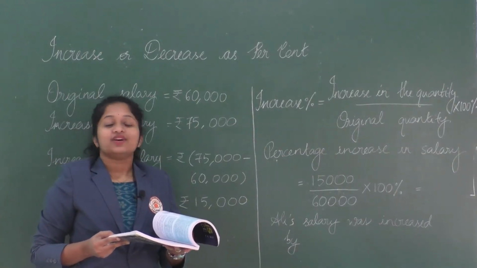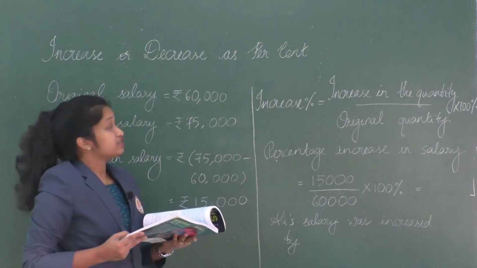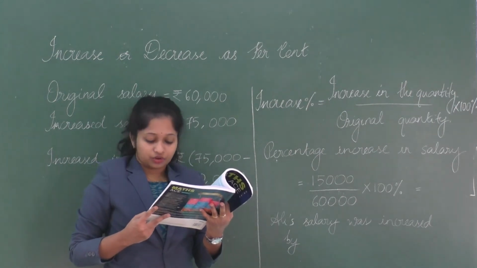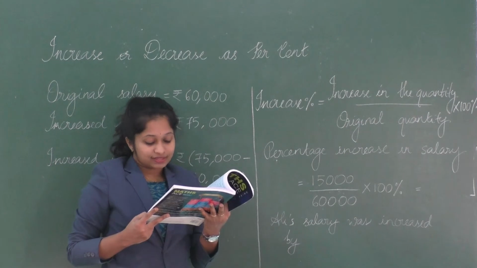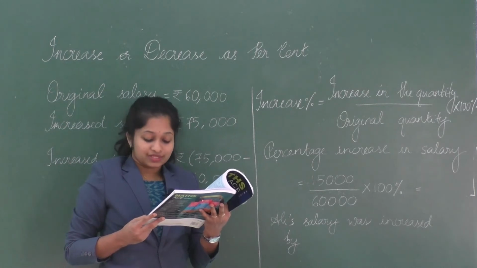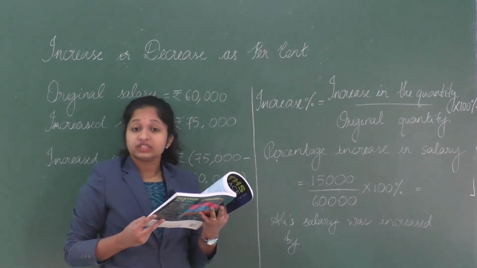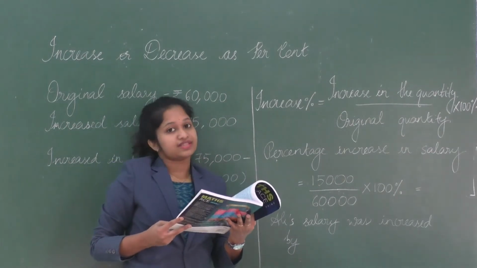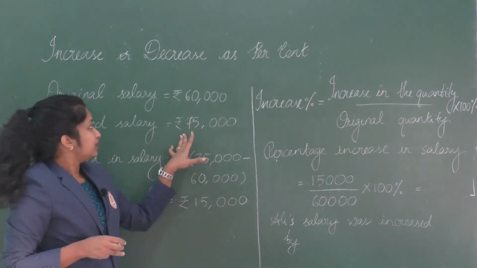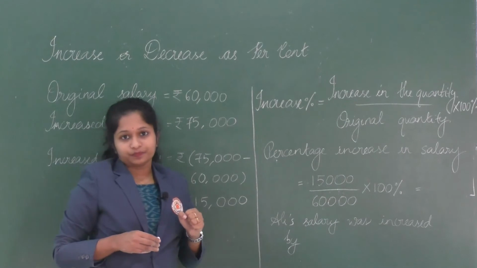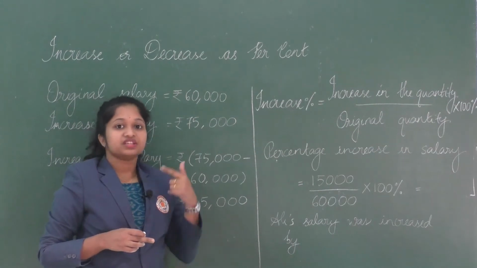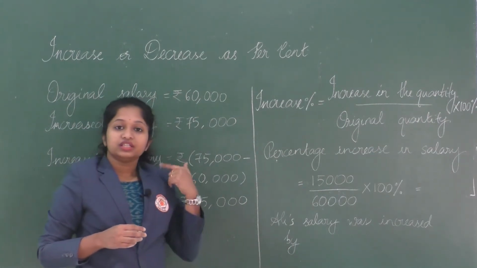So children, now let's see a question from increase or decrease as percent. The question is, Ali was drawing a salary of rupees 60,000 per month. His salary was increased to rupees 75,000 per month. Find the percentage increase in his salary. The salary of Ali is rupees 60,000 and it has increased to rupees 75,000. So there is an increase. That means we have to find the increase in percent.